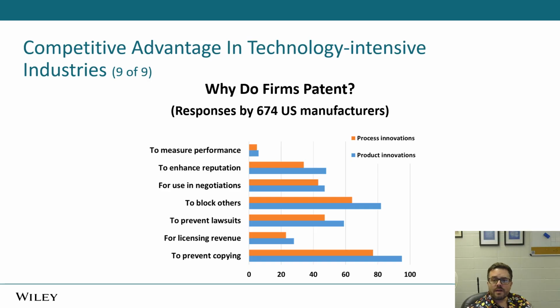Different reasons for why firms patent. Number one reason, unsurprisingly, is to prevent copying, to block others. So in that case, they're not actually trying necessarily to profit from the innovation, but they just don't want others to get there first. For use in negotiations, to enhance reputation. Licensing revenue is fairly small. To measure performance, who knew? But I suppose if you were a high-intensity research firm, you'd use patents as a measure of performance.